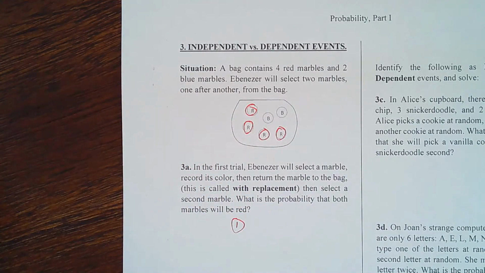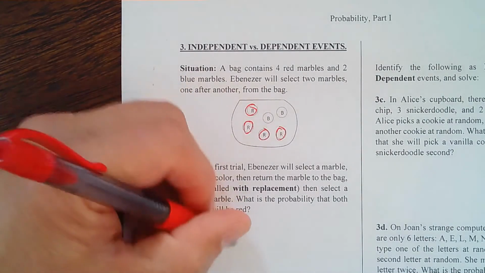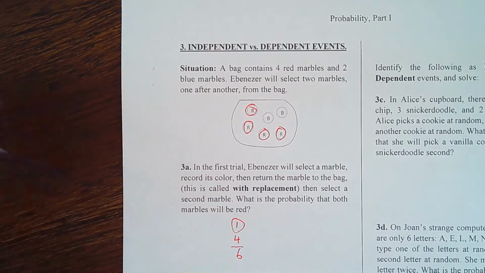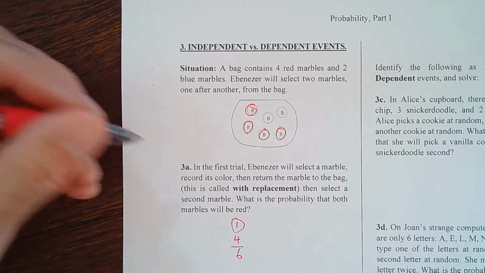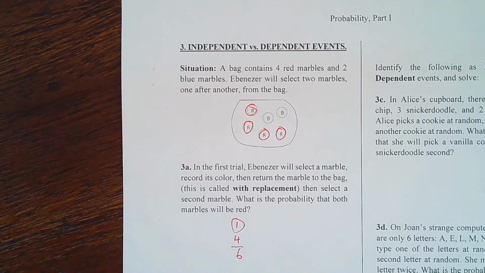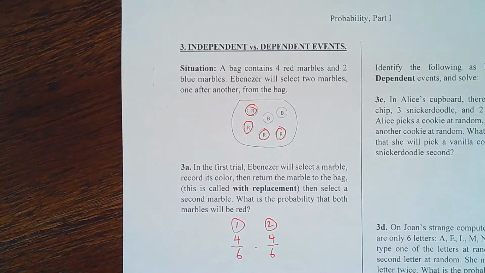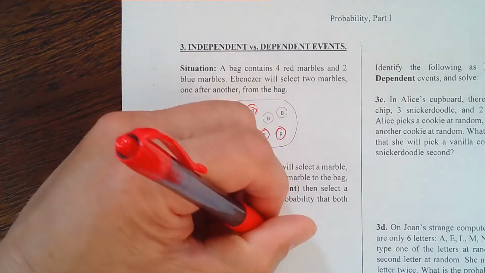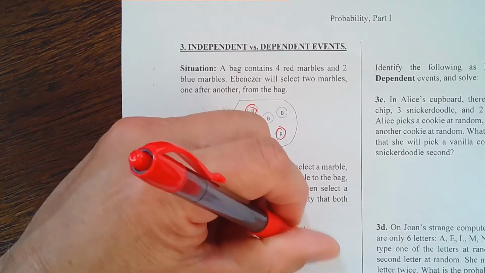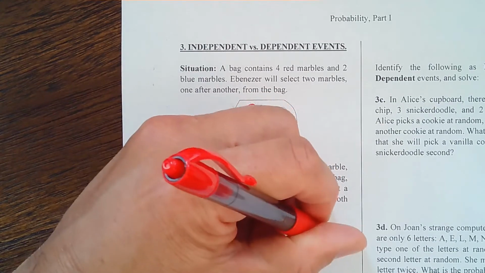Well, for the first selection, the probability is going to be 4 out of 6 because there's 6 marbles, of which 4 are red. Now, because he puts the marble back in, whichever marble he selected the first time does not affect the probability of selecting a red marble the second time. So with the second choice, the probability of selecting a red marble is still 4/6. What's the probability of selecting both red marbles? 4/6 times 4/6, and that's equal to 16/36, which we can reduce to be 4/9.